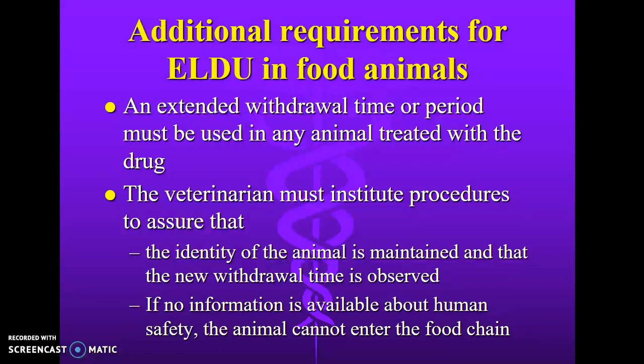If there is no information about human safety in a drug that's used in a food animal, the animal cannot enter the food chain. Its products cannot enter the food chain. The Food and Drug Administration does not want drugs to enter the food chain if we do not know what the effects may be.